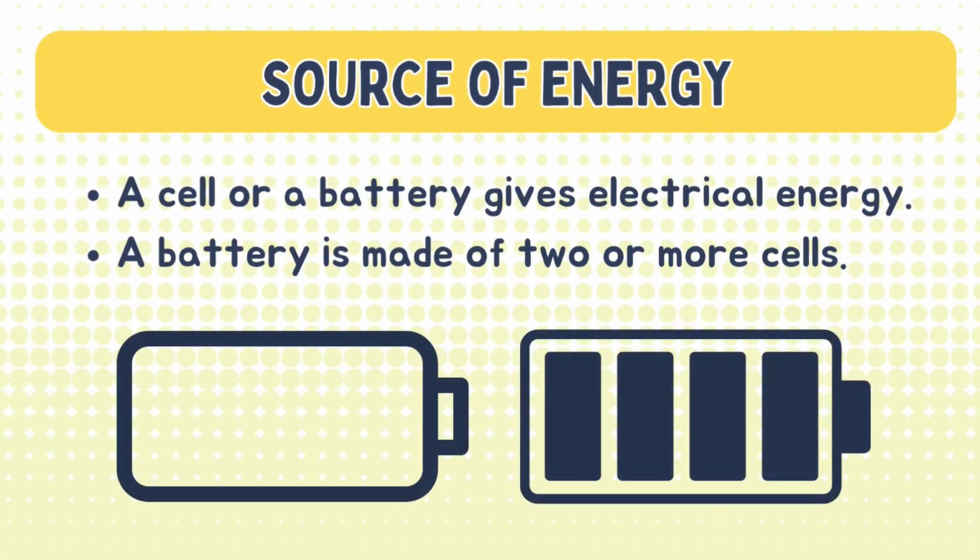So, sources of energy. A cell is like the heart of a circuit. It pushes the electricity around. If you need more power, you can connect more cells together. That's called a battery. So one is a cell, and two or more cells is a battery. Okay, guys? You have to remember that. If I talk about a cell, it's basically one battery. One or two or more is batteries.